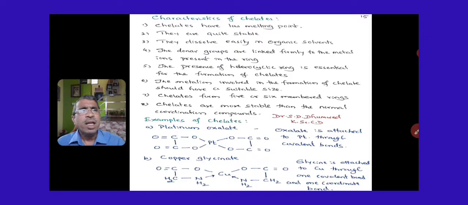The metal ion involved in the formation of a chelate should have a suitable size. Chelates form 5 or 6 membered rings. In this ring, the metal ion is also a part of the ring. Chelates are more stable than the normal coordination compounds. Now let us look at some examples of chelates.